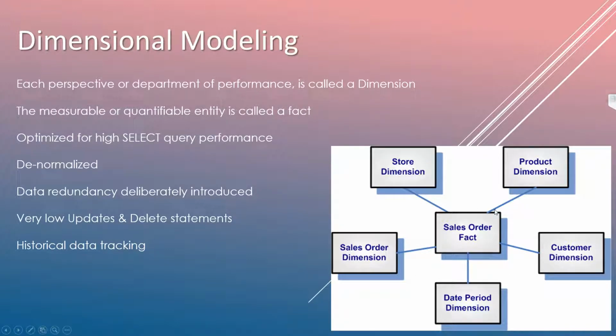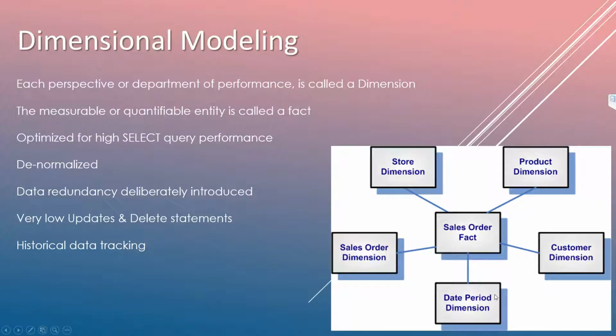So before we look at this diagram, let's just look at the attributes of dimensional modeling, right? In a dimensional model, what is a dimension? Each perspective, right, or department of performance is called a dimension. So as you see, in the retail industry, if you're someone who's accountable for the performance of a retail giant, these are some of the dimensions you will have: store dimension, product dimension, customer dimension, date period, and sales order. Store will be like which stores are performing well versus which stores are not performing so well, which product is high selling, which product is low selling, who is my best customer, what is the age bracket of my best or high customers, what is the geography of my customers who account for like 20% of my sales, and so on, right?